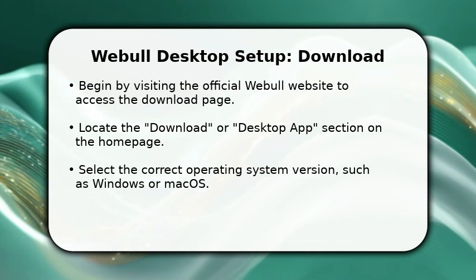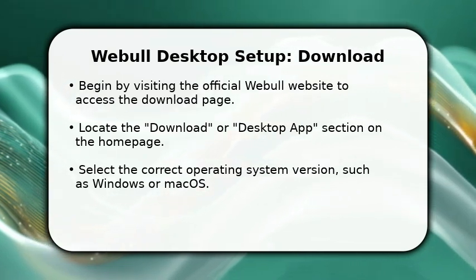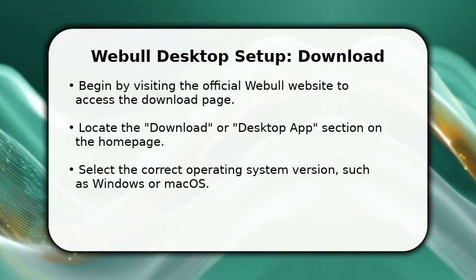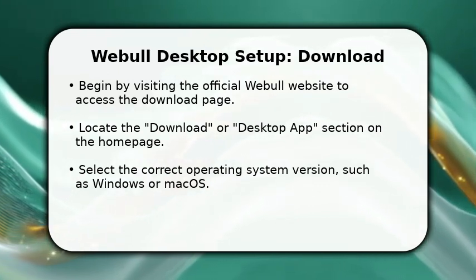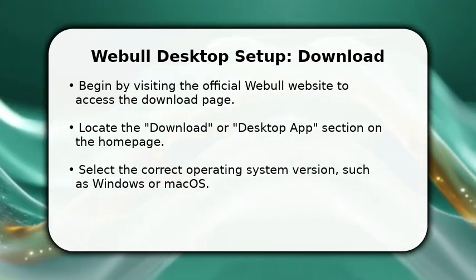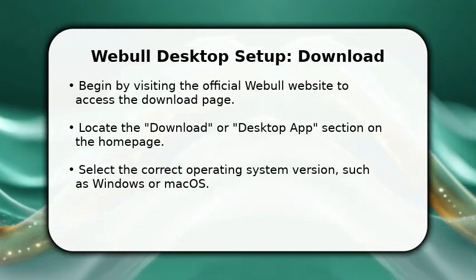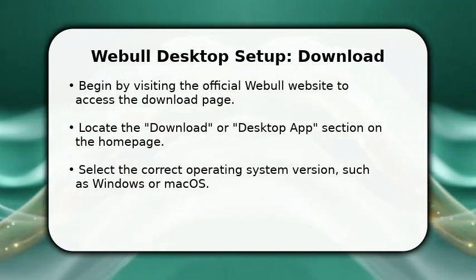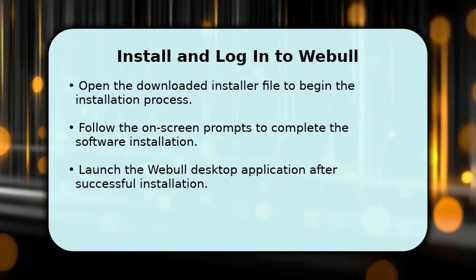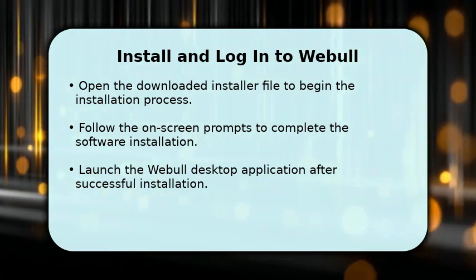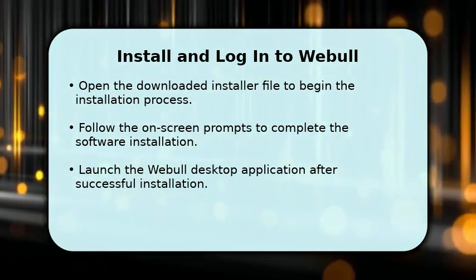Once you find it, click on the link and choose the installer that matches your computer's operating system, whether it's Windows or Mac OS. Then, simply click to download the file, which is typically around 100 megabytes in size. After downloading, locate the installer file in your Downloads folder and double-click it to start the installation.